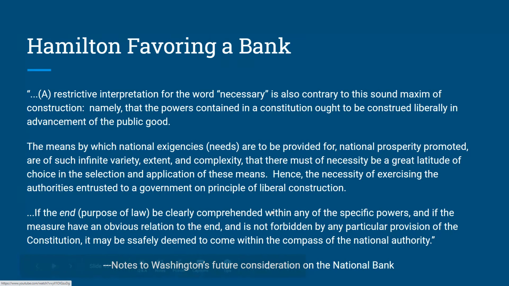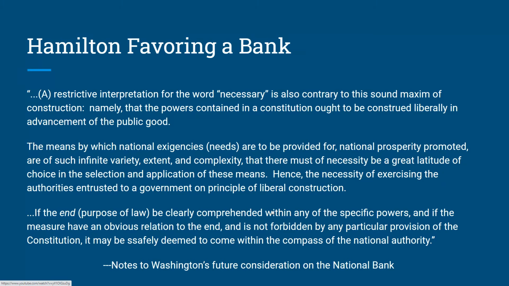So Hamilton, in his arguments favoring the bank, said, quote, "A restrictive interpretation of the word necessary is also contrary to the sound maxim of construction, namely that the powers contained in a constitution ought to be construed liberally in advancement of the public good." So he says, as we read the Constitution, we have to be liberal in the way that we interpret it. That word necessary, again, is referring to Article 1, Section 8, the elastic clause in the Constitution.